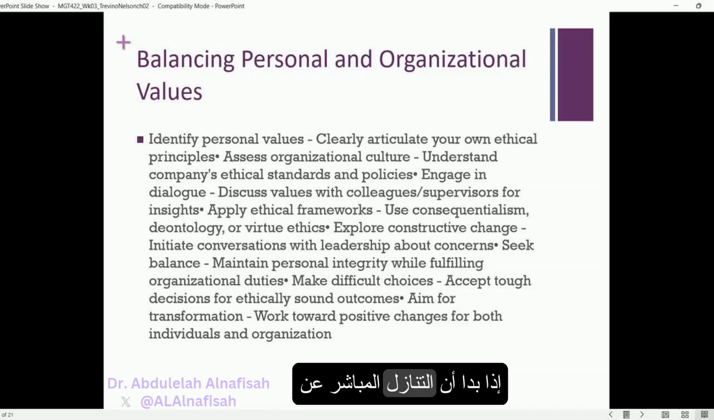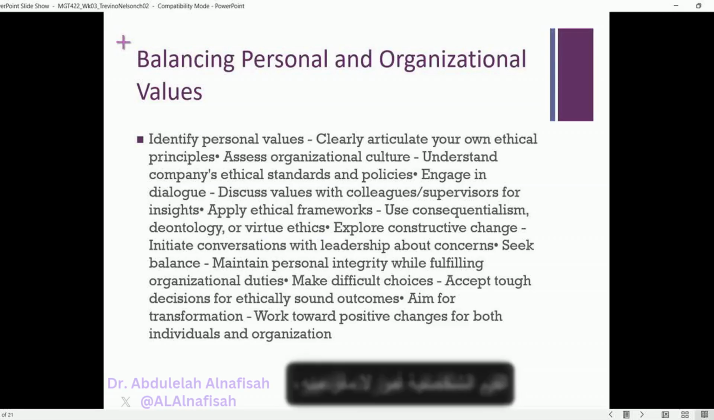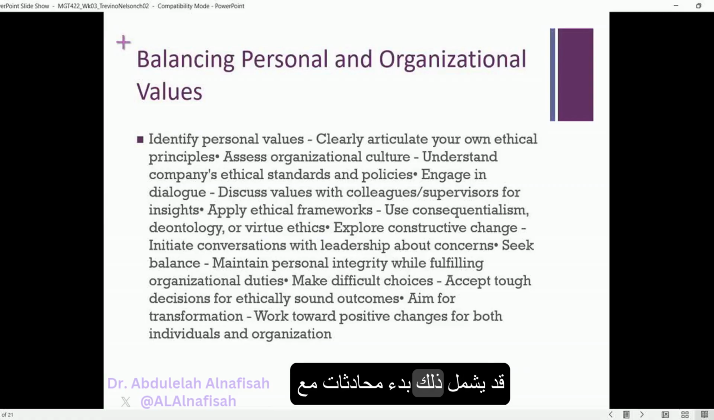If a direct compromise of personal values seems inevitable, exploring options for constructive change can be vital. This might involve initiating conversations with leadership about ethical concerns, suggesting policy changes, or advocating for practices that better reflect the values of both individuals and the organization.